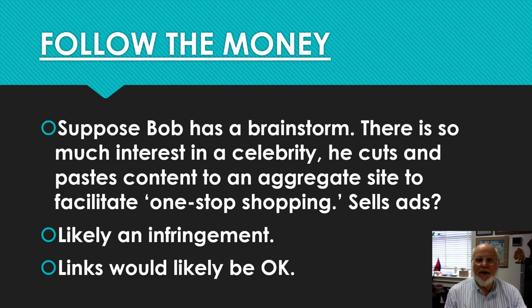Suppose Bob has a brainstorm and he finds that there's this new celebrity, and he cuts and pastes content from all over the internet to create an aggregate site about this celebrity for one-stop shopping for the fans, and sells ads on the site. Well, that's likely going to be an infringement. Links to the articles and photos and whatever about the celebrity would probably be okay. But once you actually cut and paste the photograph and put it on an aggregate site, start making money out of it, then it's going to be problematic.